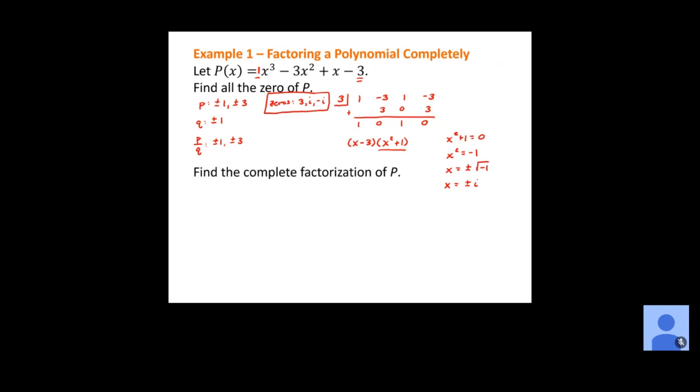Now, for the complete factorization, we know again that x minus 3 is one of our factors. And now we can actually use these complex numbers as our other factors. Well, if i is a 0, that means that x minus i must be a factor. And if -i is a 0, then x plus i must also be a factor. So that would be our complete factorization using complex numbers, which can include imaginaries. That's our complete factorization for that polynomial.